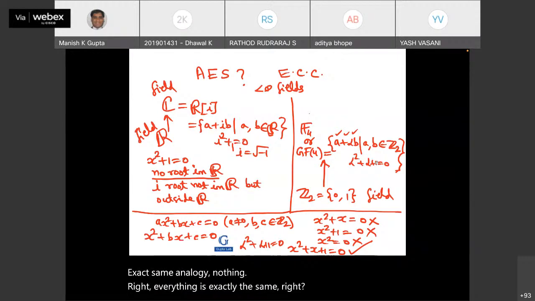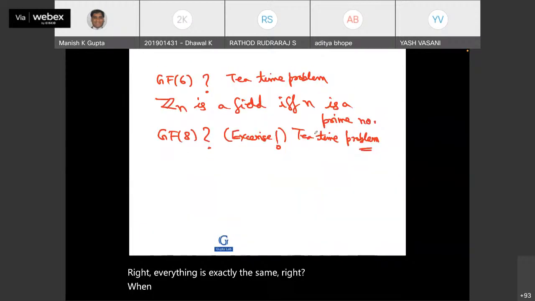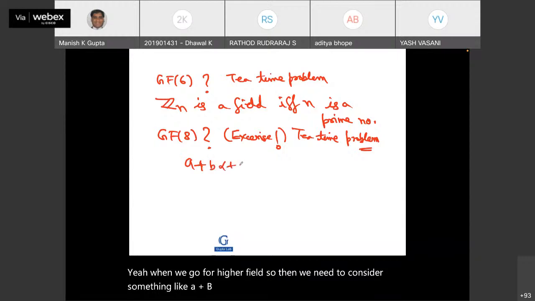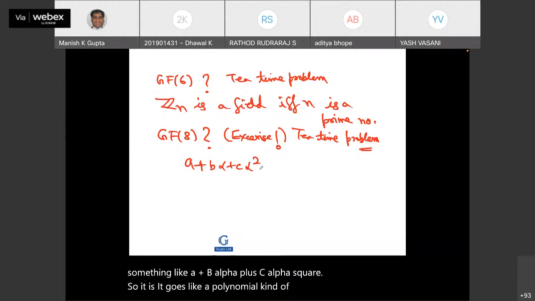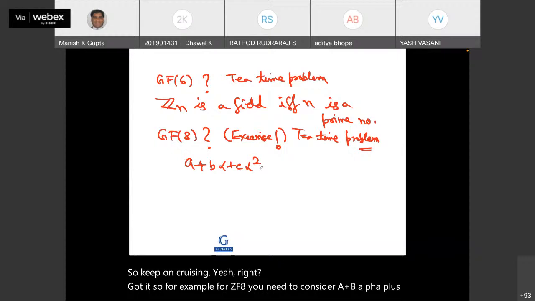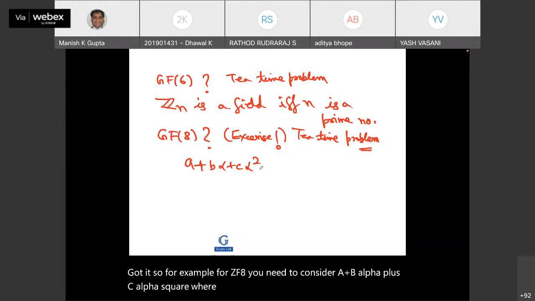But when we go for higher fields, we will have more numbers. So then we need to consider something like this: a plus b alpha plus c alpha square. So it goes like a polynomial kind of thing. It's a polynomial function. And b alpha cube, it will go on. Got it. So for example, for GF(8), you need to consider a plus b alpha plus c alpha square, where a, b, c are in Z2, right?